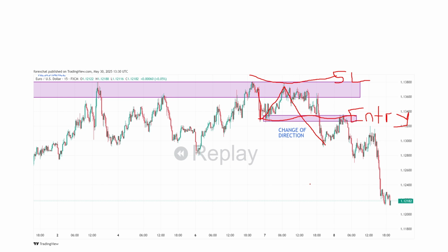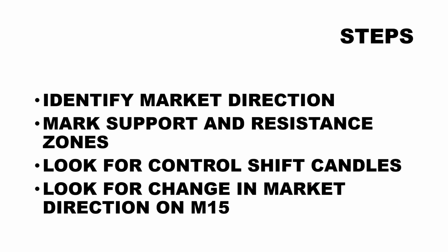When you see price approach your support and resistance zone on your high time frame, now you want to look for control shift candles. And when control shift candles present themselves, you go to M15 and you want to see a change in market direction. When the market shows you a change in market direction, you look for entries. It's that simple, guys. I hope that was not very hard.